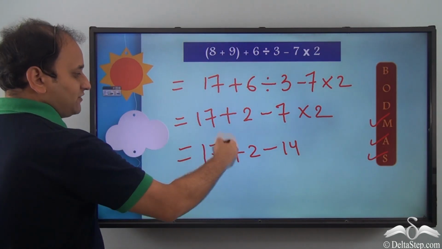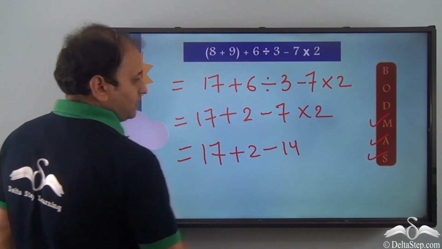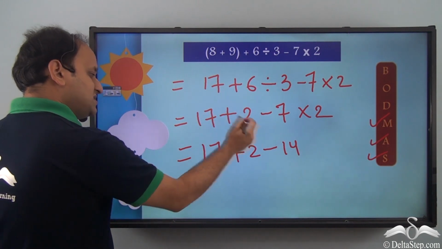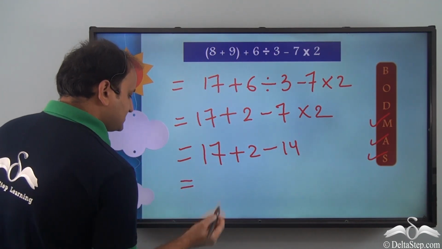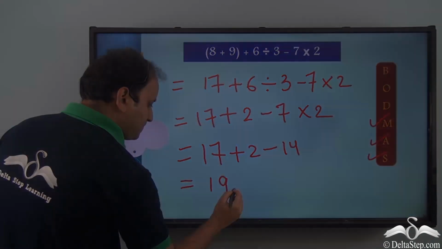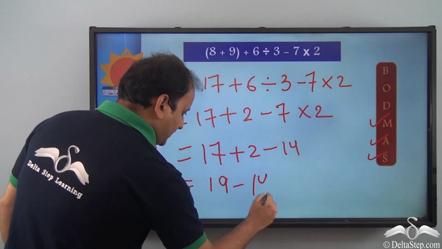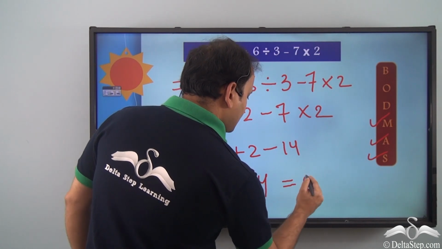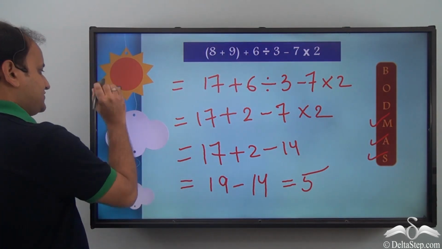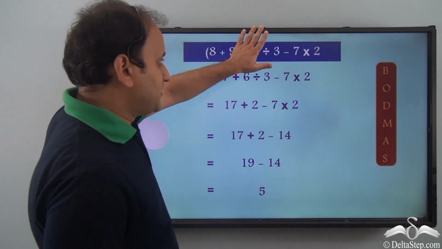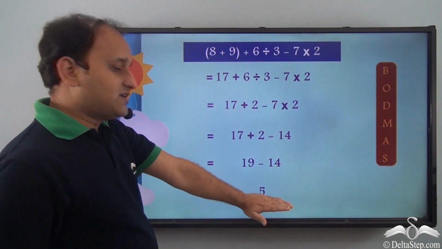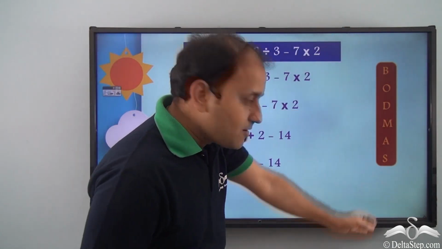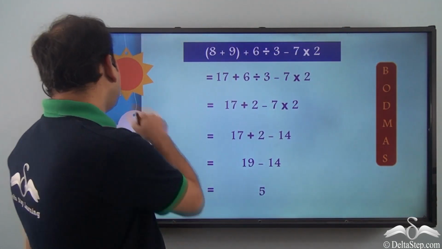Now which operation will be handled first? Well, addition then subtraction. So first of all addition, that is 17 plus 2, that is 19 minus 14, which is equal to 5. So when we solve this particular expression, we get the answer as 5. And how did we solve it? By following the BODMAS rule.